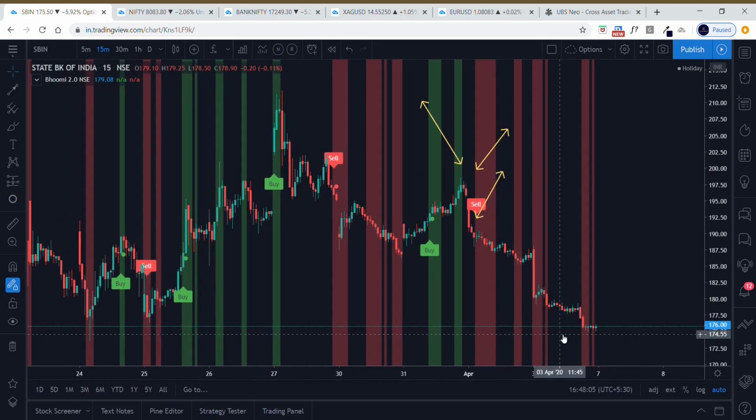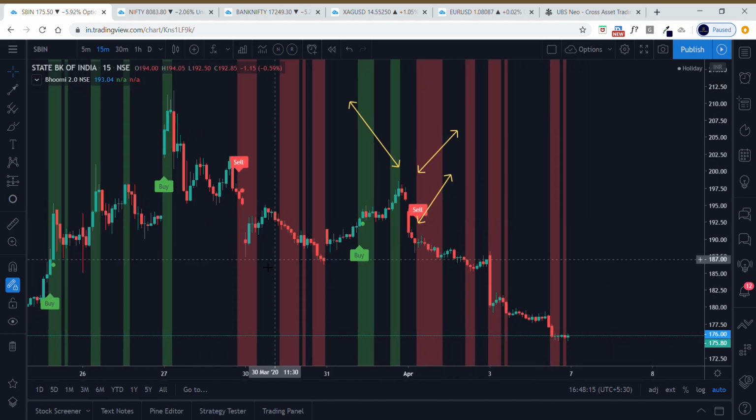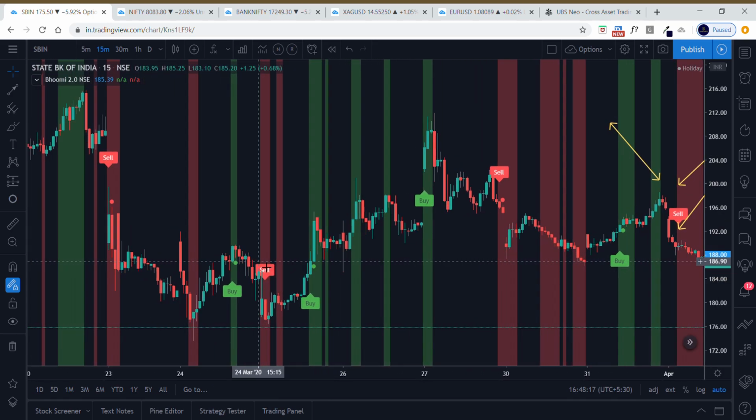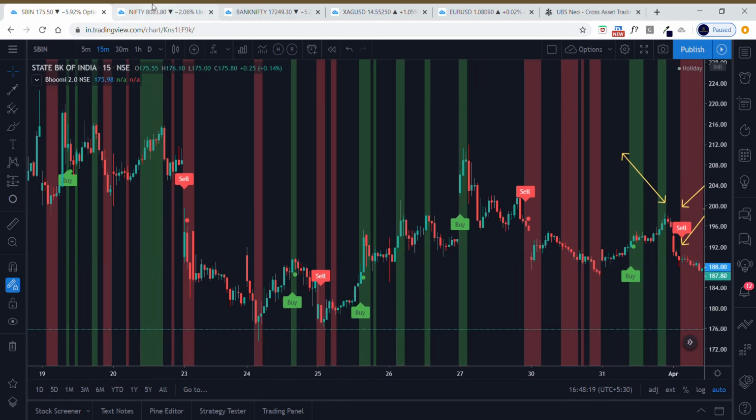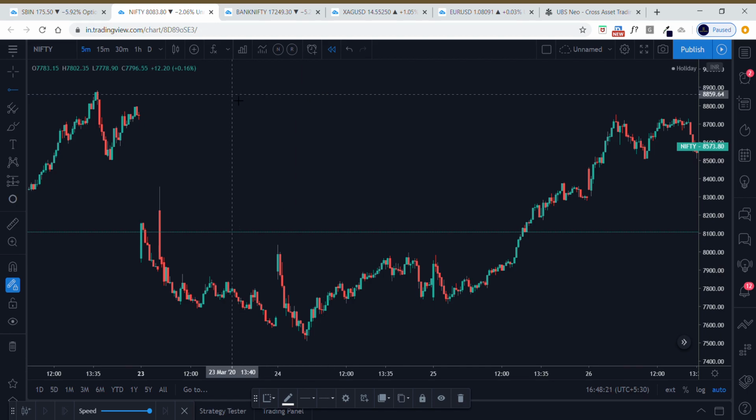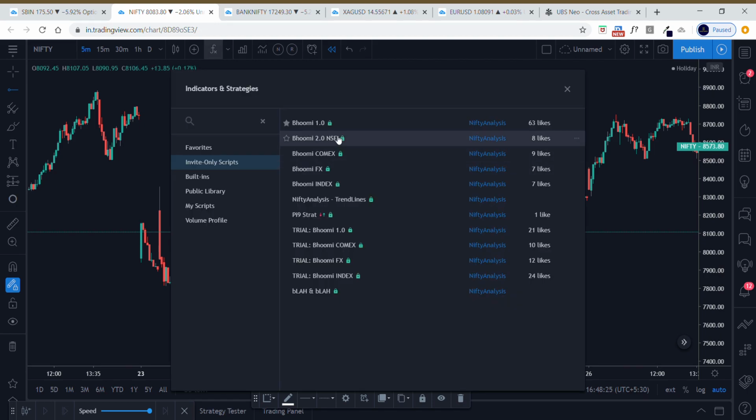Many users who are already Bhoomi subscribers for Comex and other packages had got this indicator, and the kind of profits they would have made are killing. So let me come to Nifty. I'll go back again and do the same thing. Go to invite only scripts, touch Bhoomi 2.0.